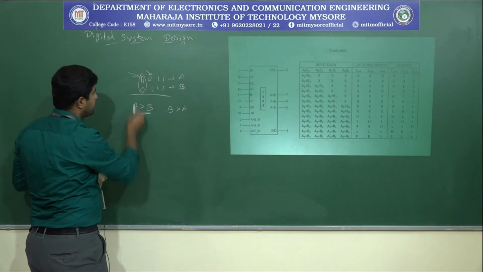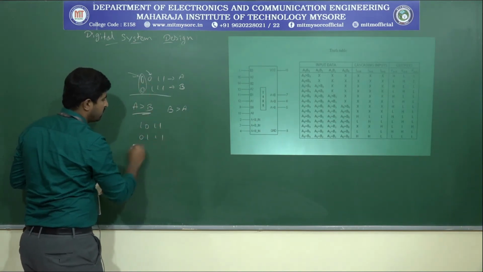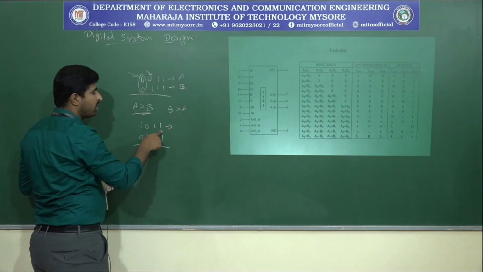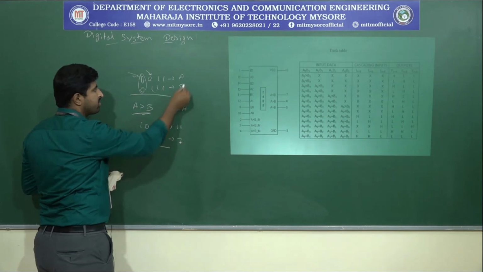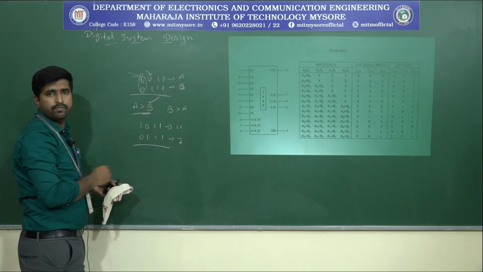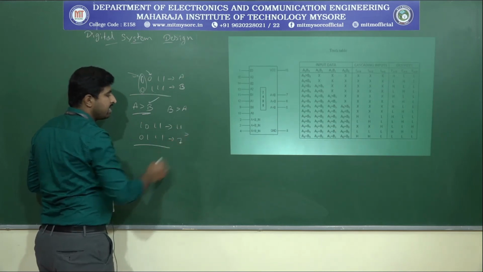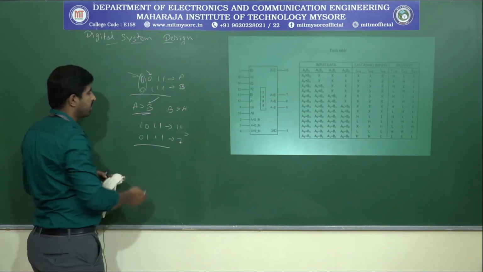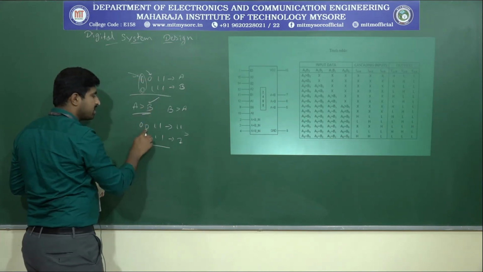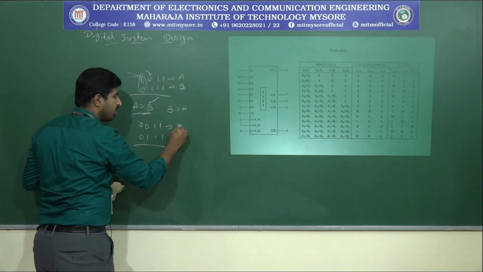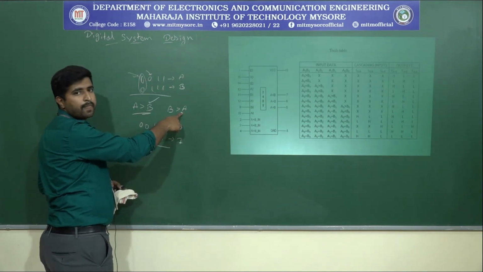So I first took 1 0 1 1 and 0 1 1 1. 1 0 1 1 is 11, and 0 1 1 1 is 7. That's why we said A is greater than B, because 11 is greater than 7. If both MSBs are the same, say 0 0, then consider 0 0 1 1, which equals 3, and the other is 7. That means here B is greater than A.